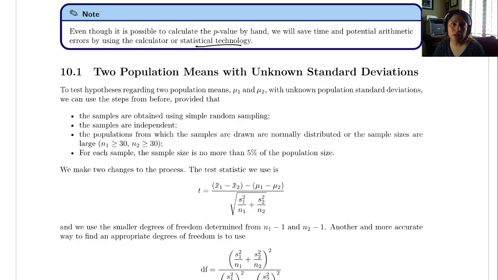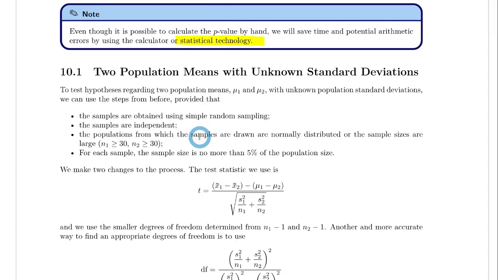Okay, so let's go ahead and start chapter 10. We're going to start with the means being independent with two samples, that way we don't have to worry too much. We'll deal with the dependent sampling in just a little bit. In this chapter, when you're testing about two samples, the formulas get kind of intense. So I put a little note in here stating that we're going to be using statistical technology.